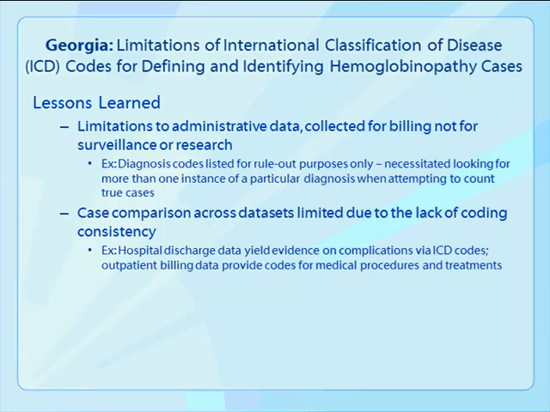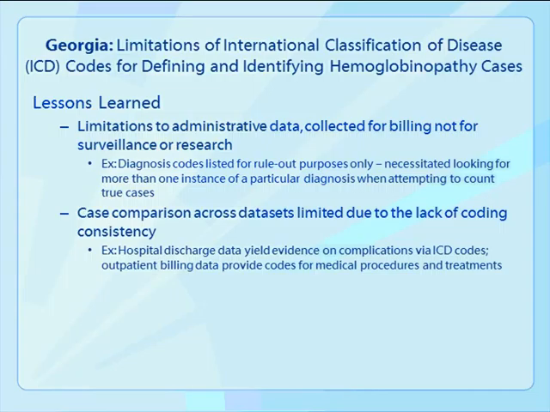Some of the things we've learned, and you've heard this before, too, is that these records are used for billing and for administrative purposes, not for surveillance. A lot of times, a physician is seeing what's going on with the case and ruling out diagnoses. That's going to be listed in there, and it's very easy for it not to be the final diagnosis. So what that means is that a lot of times we need to look at multiple instances. If you see this code over and over again for an individual, it's going to make us assume that more likely than not it's an actual case.